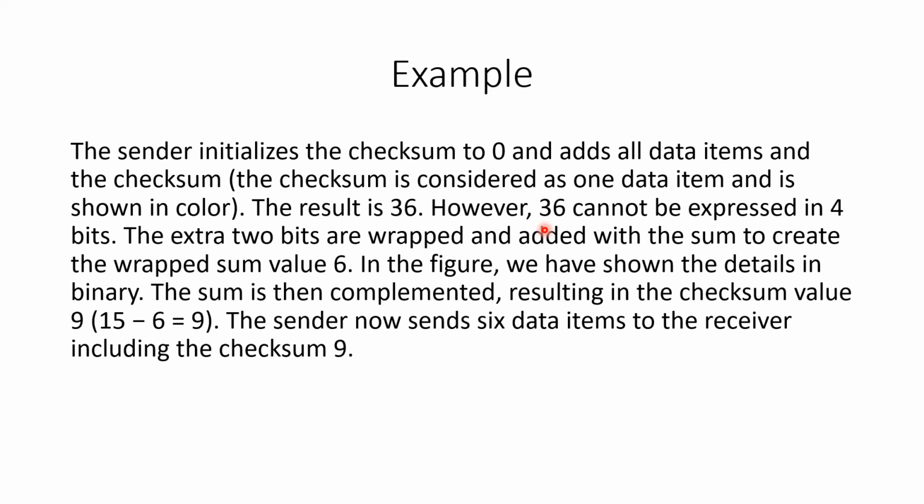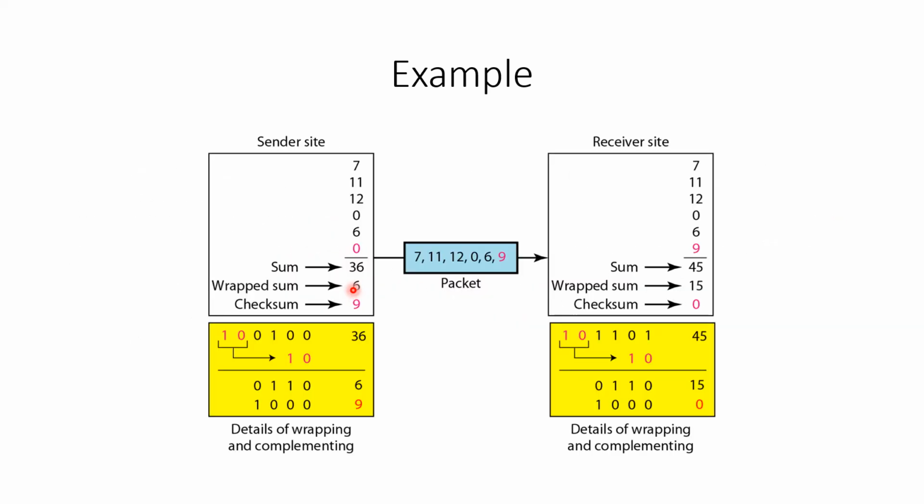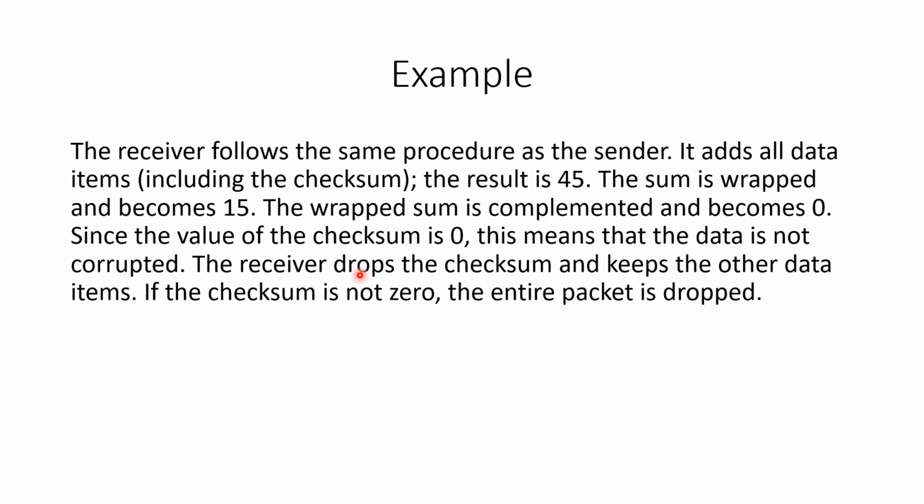So how can we convert? I already told you, we will wrap up the data. We will take the extra bits from the left-hand side and bring them to the least significant bits, and then we will add them. The 36 cannot be expressed in 4 bits, so the extra bits are wrapped and added with the sum. This sum will create the value 6.